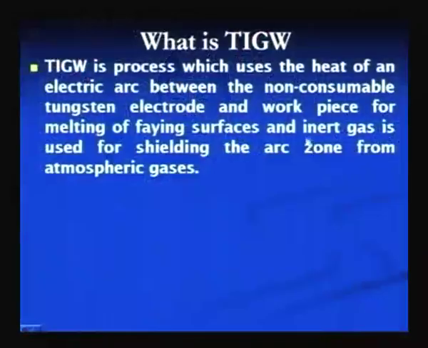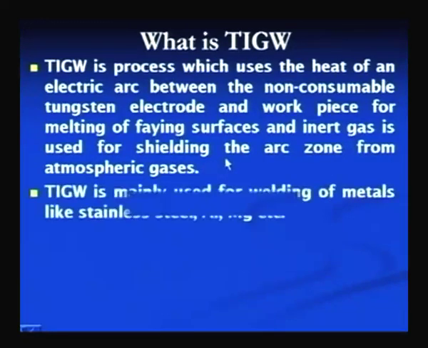faying surfaces of the base metal and the filler metal, and at the same time inert gas is used to provide shielding of the arc zone and the weld pool, so that the electrode and the weld pool can be protected from atmospheric contamination.